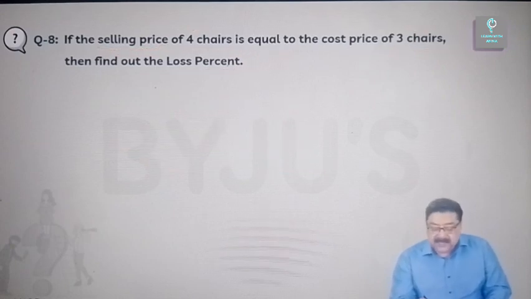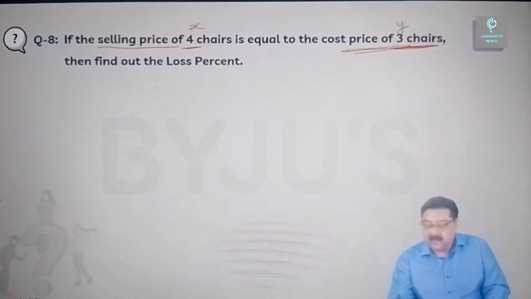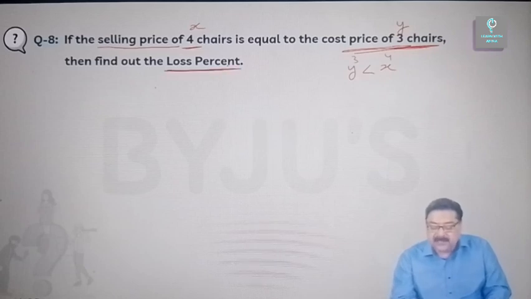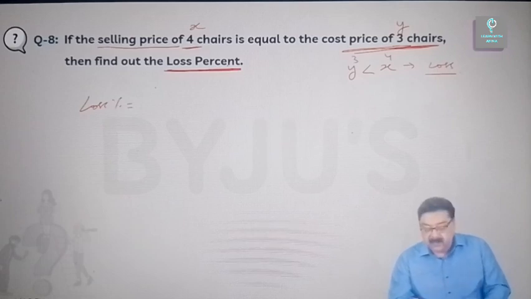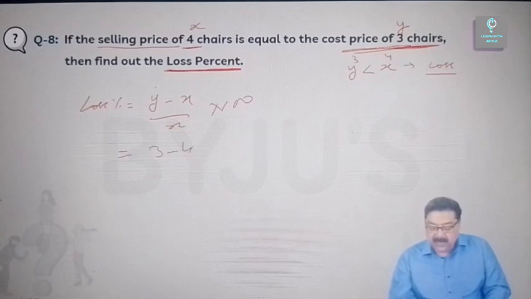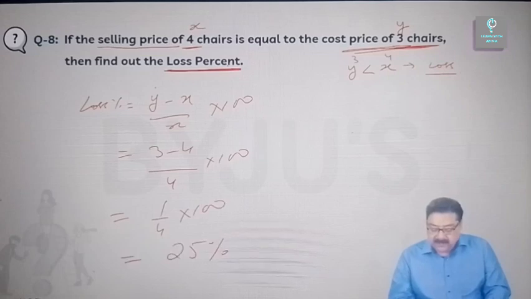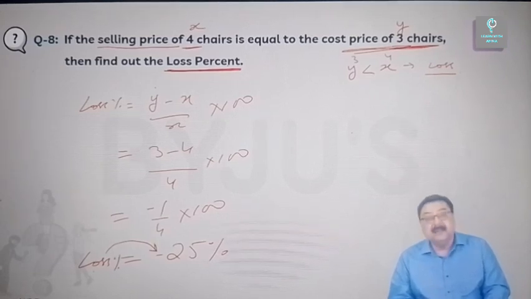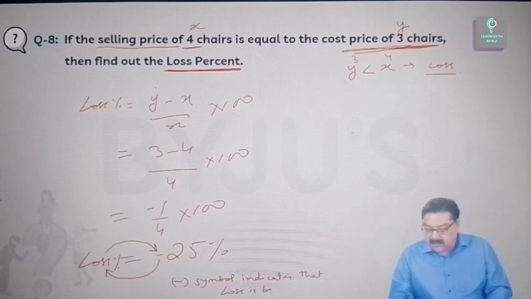So similar kind of question. If selling price of 4 chairs is equal to the cost price of 3 chairs. Now this time Y here is less than X because it is 3 and this is 4. Then find out the loss percent. In such a case, loss will be made. So loss percent, which will be a negative value, is (Y minus X) by X into 100. That is (3 minus 4) by 4 into 100. That is 1 by 4 into 100, which is 25%, and this is negative, which indicates the loss which is made here. So the negative symbol basically indicates that loss is being made.